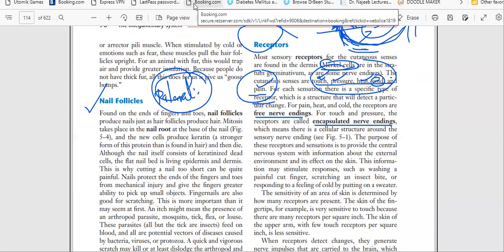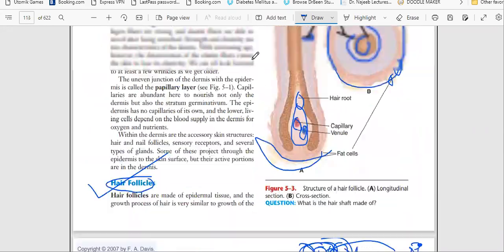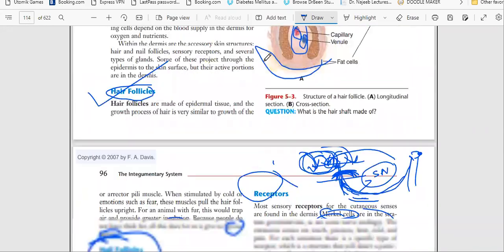The second thing we have to remember is that the receptors which sense pain, heat, and cold are called free nerve endings, because these are the things which are very, very important to our body. They help protect our body from damage. That is the reason pain, heat, and cold are taken by free nerve endings. They don't have any type of shape.